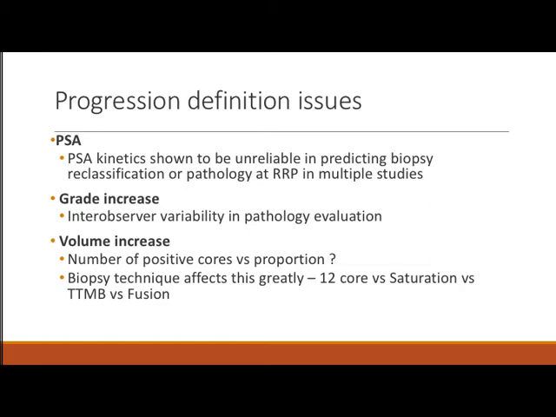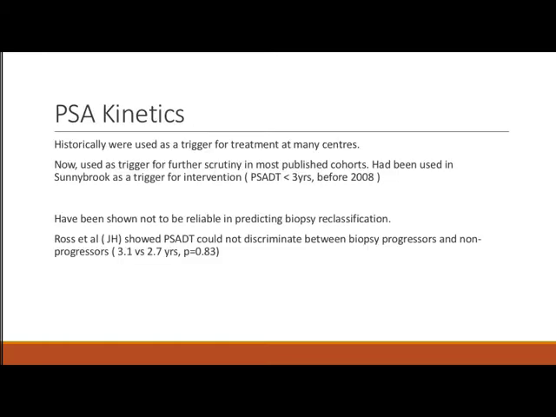And now with changing biopsy techniques, we're not just all doing a sextant or 12-core biopsy, but there are saturation biopsies, transperineal biopsies, and fusion biopsies. And how does that change our interpretation of the number of positive biopsies that we get back?